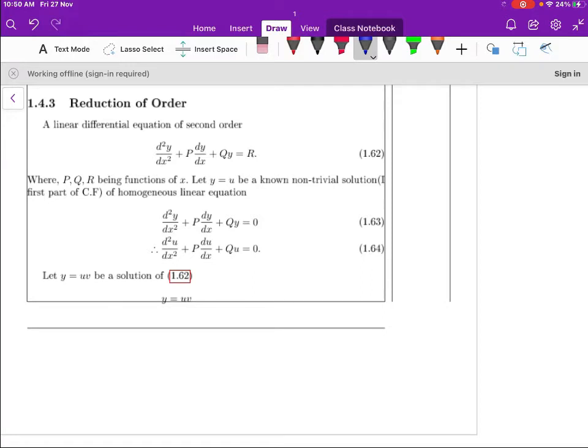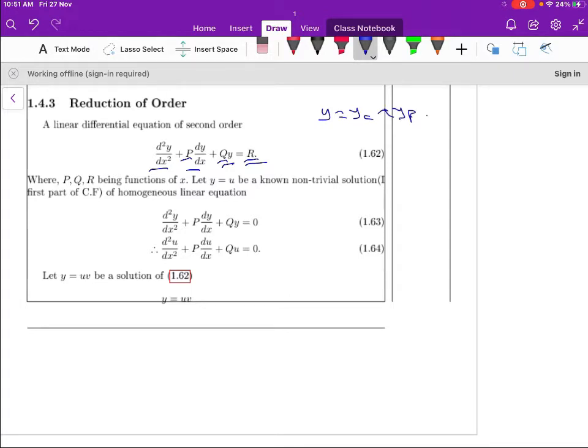Now we consider the second order non-homogeneous equation of the form d square y by dx square plus p into dy by dx plus q into y is equal to r, where p, q and r are functions of x. But you know the solution of a second order non-homogeneous equation in general, that is y is equal to yc plus yp.